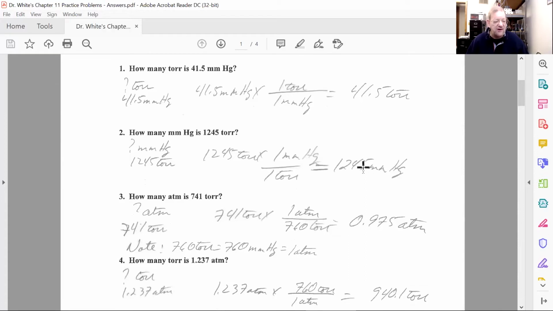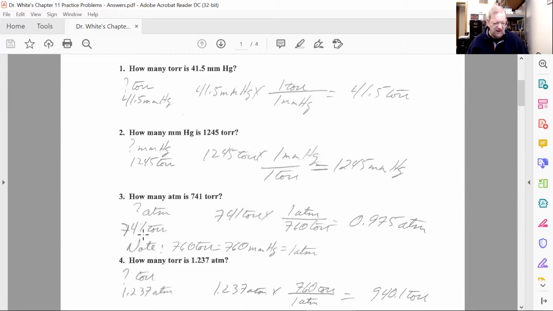Now let's look at number 3. How many atm, short for atmospheres, that's the measure of pressure, is 741 torr? Torr is honoring the great Italian scientist Torricelli, who did a lot of work in pioneering our understanding of gases. So what are we trying to find?